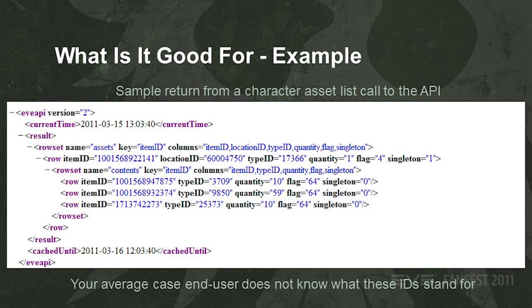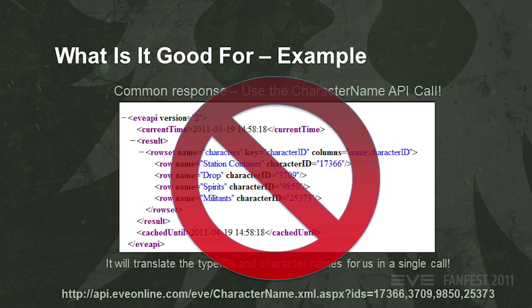At any rate, this is the asset list for some character, and you see these type IDs there, 3709, 9850, and 25373. This is nonsense, and the end user would like to see it. So there is this API called character name.xml.aspx, where you can send in a string of IDs and request names back. But that's really not a good idea. You're not going to be doing this. This is the reason why you would have a static data export to begin with, so that you can do this locally in your application and not cross the wire over to us.